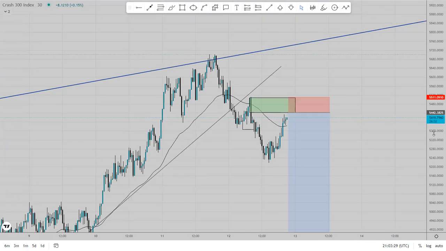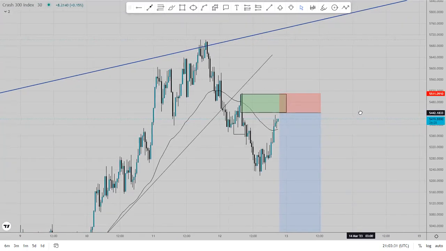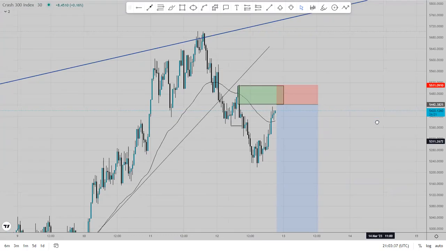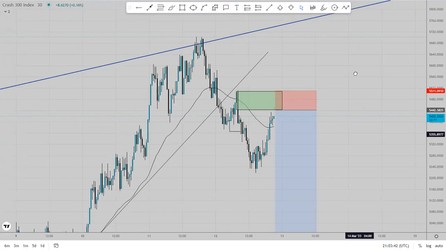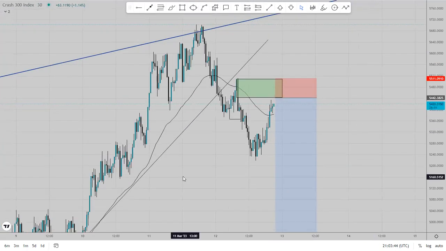But so far, this is what I'm looking at. That's where we're expecting our entry. Wait for the rejection. Once you get the rejection, then you jump in the trade. So Crash 300, this is what we are seeing.